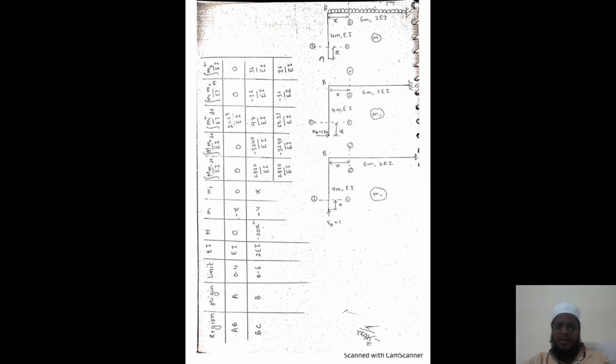Now see here, section 1-1 I have taken here, and it is at a distance x from point A. Now I'll take you to the previous slide. You can see here I have section 1-1 in the region AB, and I have treated A as origin and the limit is 0 to 4. You have to remember this one: region, origin, then limit, EI, M, M1, M2. This is the entire table which you have to remember very carefully, and sequentially you have to write down.